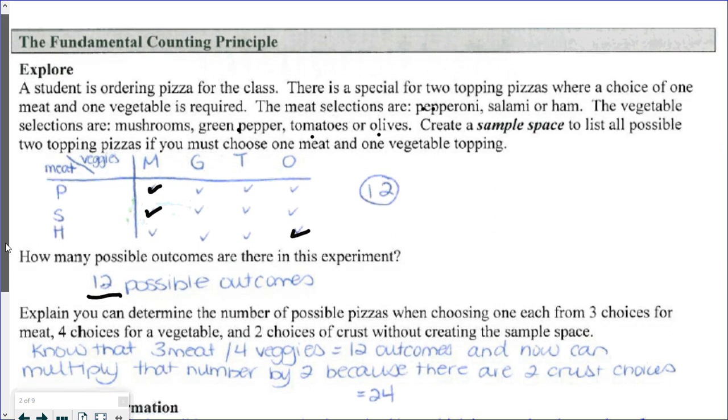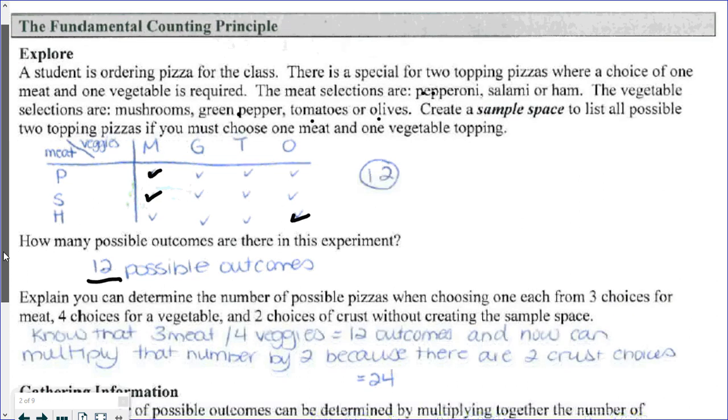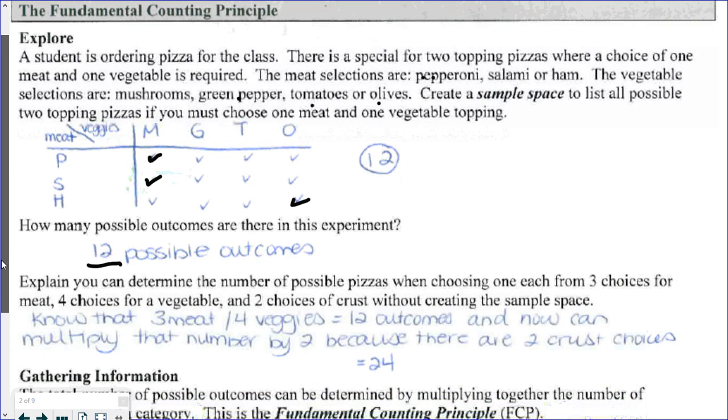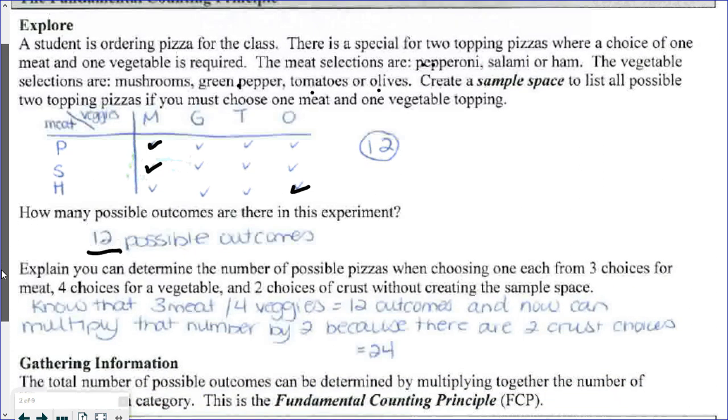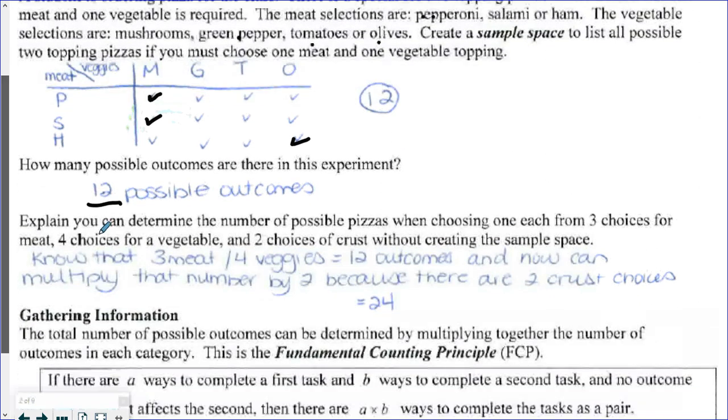It says explain how you can determine the number of possible pizzas when choosing one from each of three choices for meat, four choices for vegetable, and two choices of crust without creating a sample space. This is what we already had, right? We had three choices for meat, four choices for a vegetable, but now we're adding in two different types of crust, so a regular crust and a thin crust. We know for that first part that three choices for meat and four choices for vegetable came up with 12 outcomes.